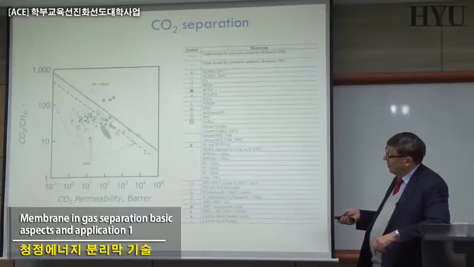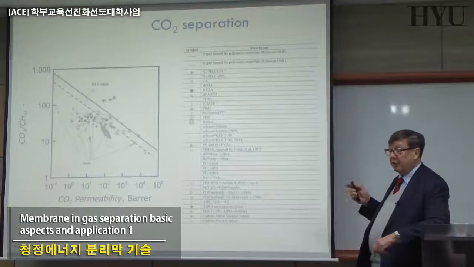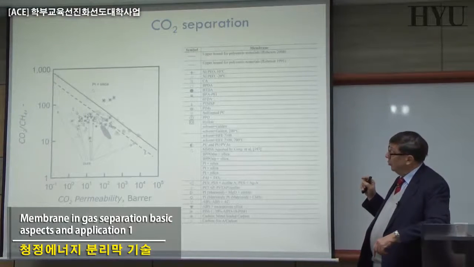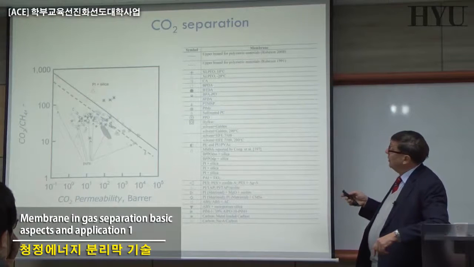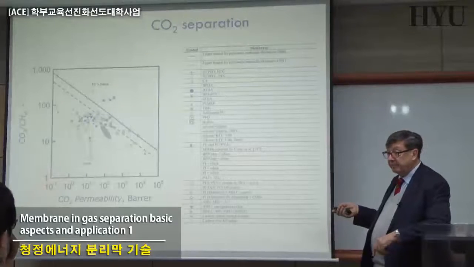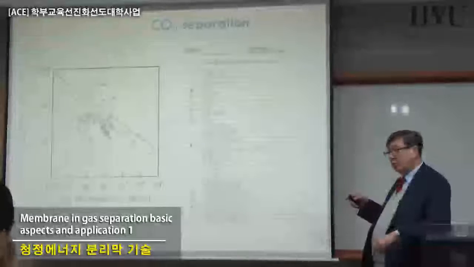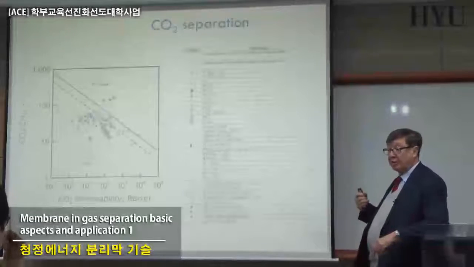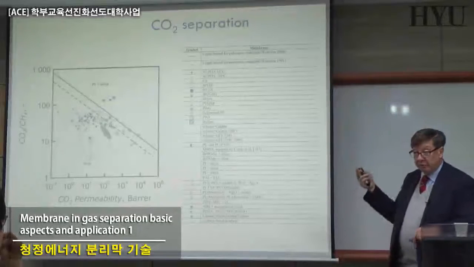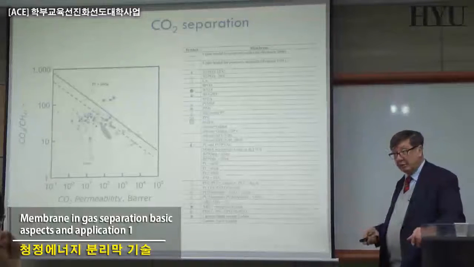The other area where there is a lot of attention is separation of CO2. And there are two areas in separation of CO2. One is CO2 from methane, biogas, and the other one is CO2 from nitrogen, which is CO2 capture in post-combustion, for example, in the flue gases, etc.